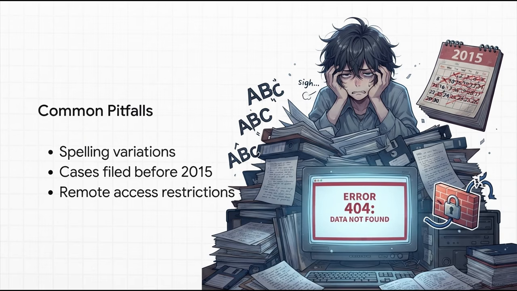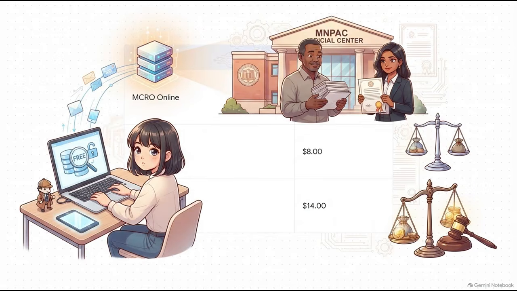If you hit any of these digital walls, don't sweat it. Your solution is simply to plan a quick in-person visit to a local district courthouse so you can jump on an MPAC terminal. Let's also break down the financial realities here. Doing your digital sleuthing online through MCRO, completely free to view. But if you need official paper trails, that does come with small statutory fees.